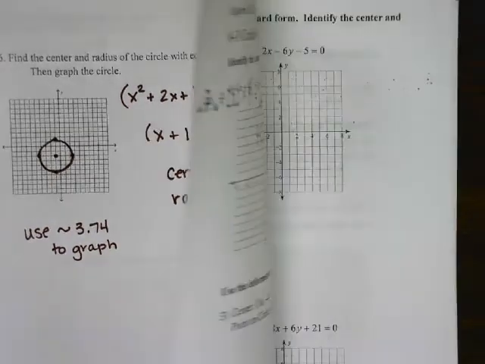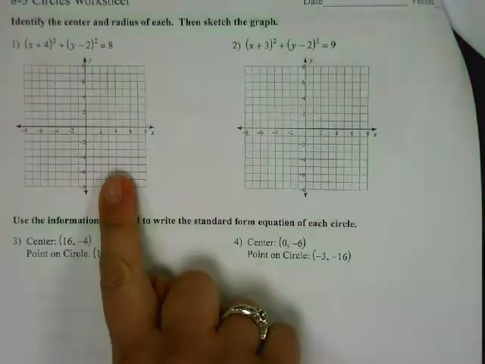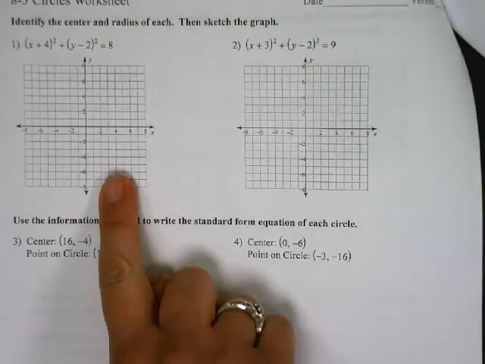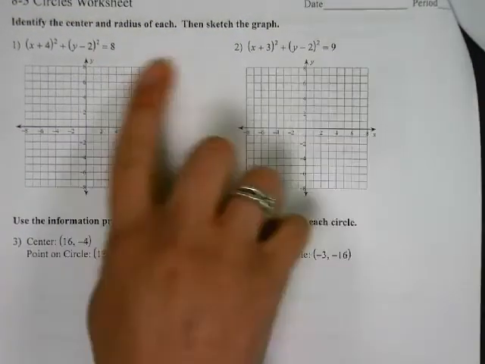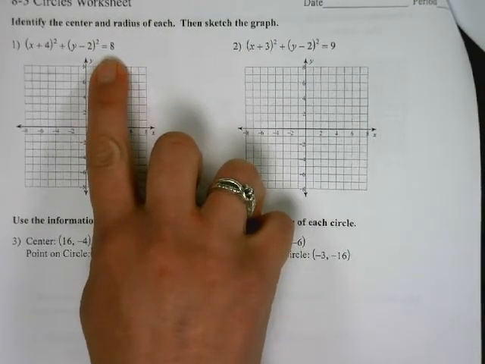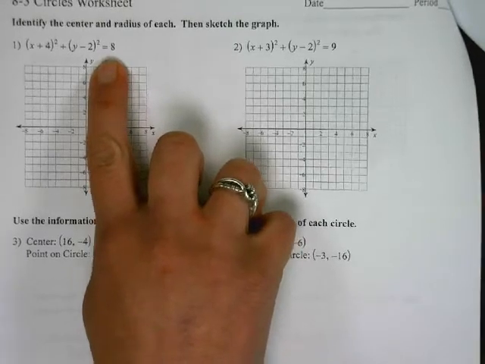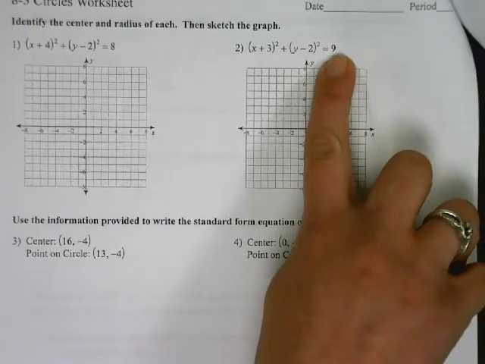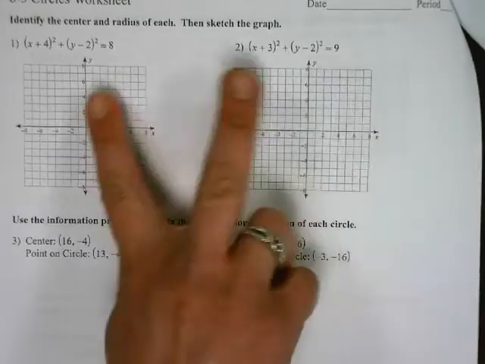Okay, so let's look at your worksheet. Alright, so number 1 and number 2, you're going to identify the center and the radius, and then you're going to graph it. This one, the radius is not, you know, square root of 8 or 2 root 2. This one, the radius is 3. Okay, so those ones are in the nice pretty form.